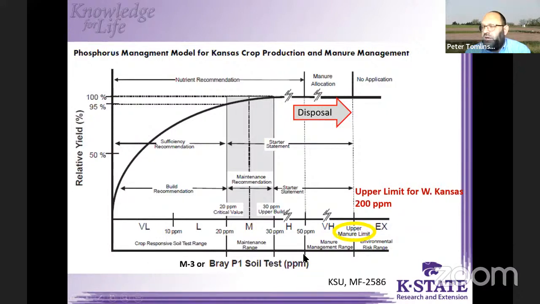In these times of high fertilizer prices, utilize that manure on ground that has a soil test phosphorus level less than 50 parts per million, and then you'll be gaining economic value from that manure application in your fertility program.